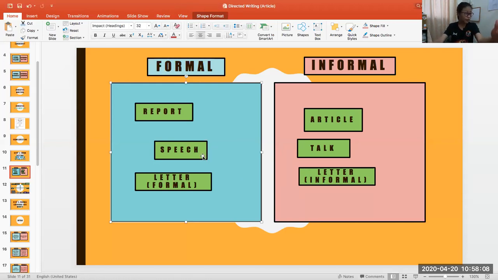This is what a lot of teachers do. They tell you, okay, if this one, they are formal. If this one, they are informal. So from my experience, my students pretend that they understand. But every time after the exam, something is wrong. There's always some issue. I always realize that they cannot understand from the question.